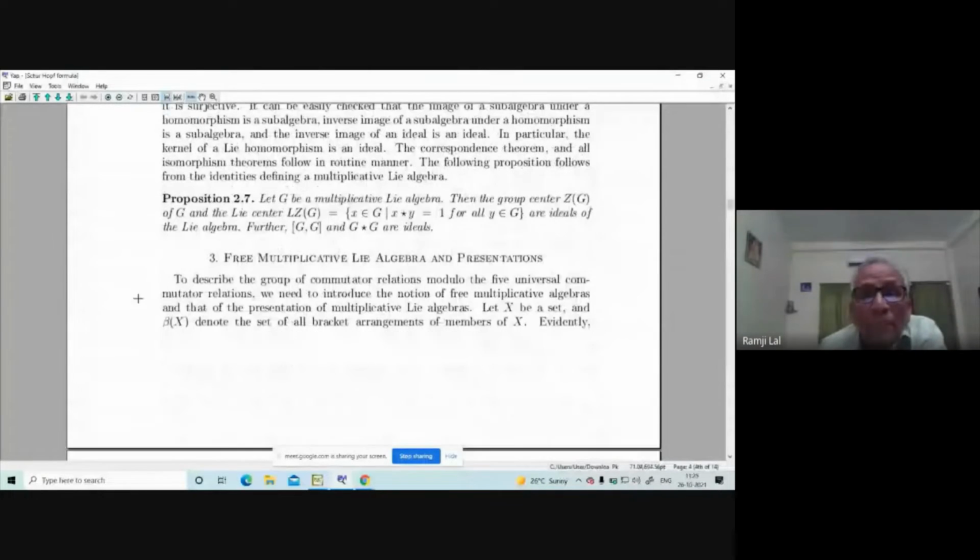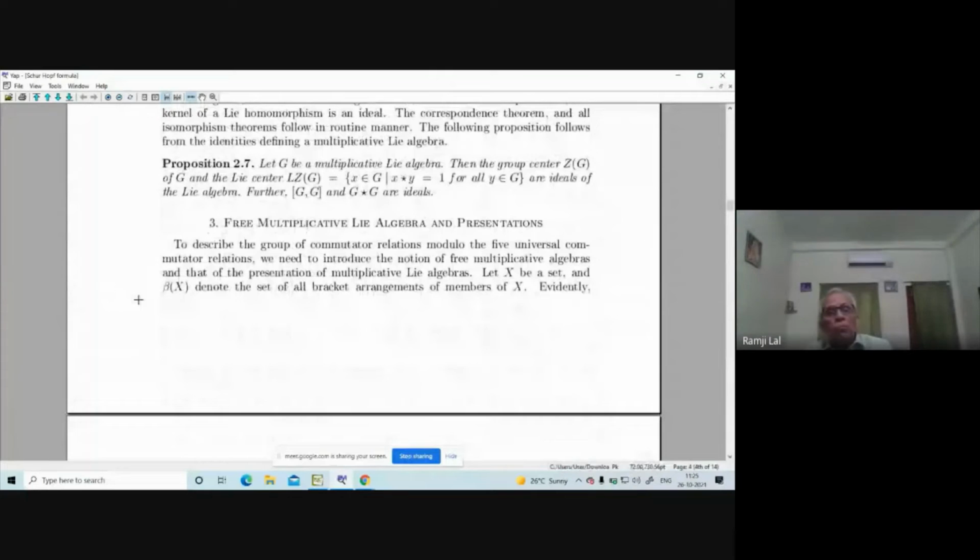Now, to establish the analog of the Schur-Hopf formula, and to say that the Schur multiplier of the multiplicative algebra, if we view it the way it was viewed in the case of groups, one is forced to have the concept of free multiplicative algebra. Whether it exists or not in the category of multiplicative algebras, that is a question.